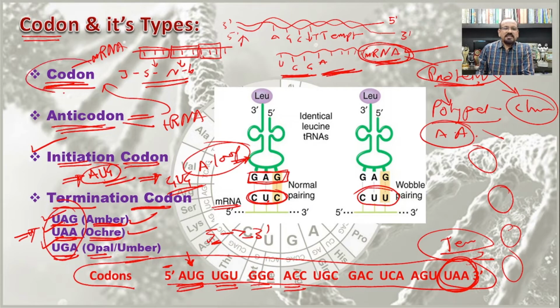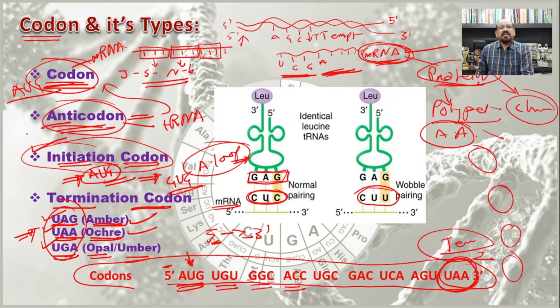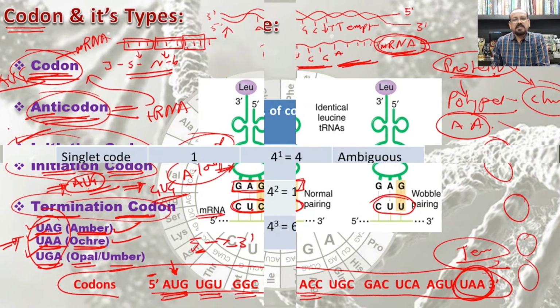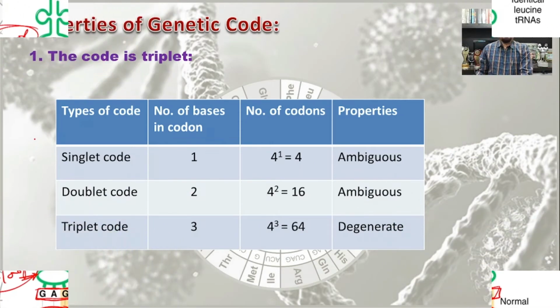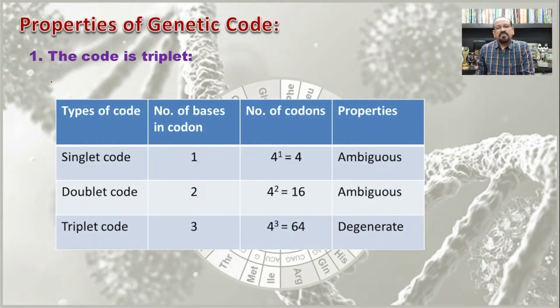So the first one is the initiation codon, which is AUG, then the anticodon, which is present on the tRNA in the anticodon loop. The codon by which protein synthesis initiates is known as the initiation codon, and the codon by which protein synthesis terminates is known as the termination codon. Then the properties of the genetic code, this is important.